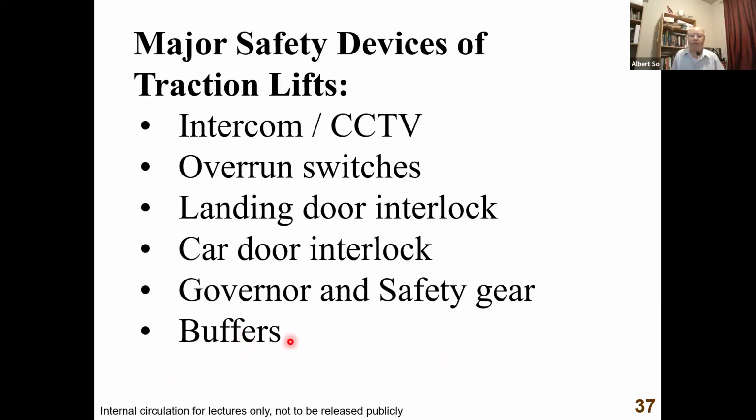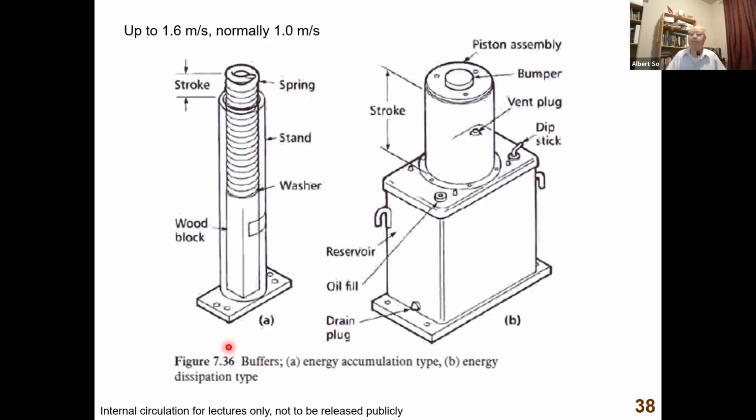And then buffers, I showed you before. When the lift car goes down and passes the bottom floor, it continues to go down, and even the limit switches, the overrun switches, cannot stop the car. Then the buffers will stop the car, or the counterweight. When the counterweight goes down, that means the car goes up. When the car passes the top floor and continues to go up, that means the counterweight continues to go down, and the counterweight will be stopped by the buffer, right? The counterweight buffer.